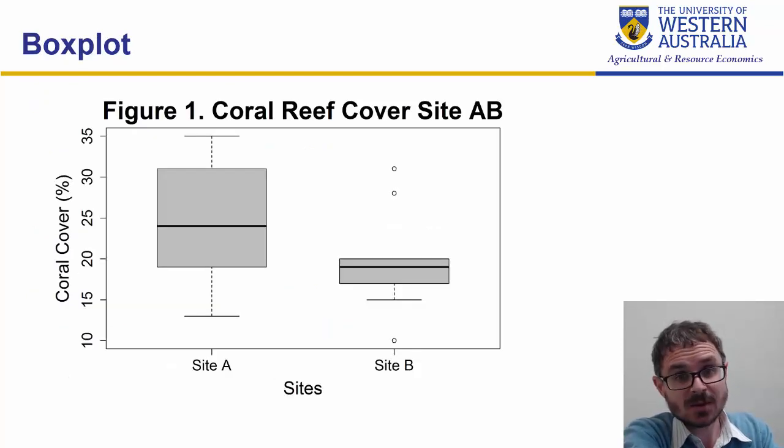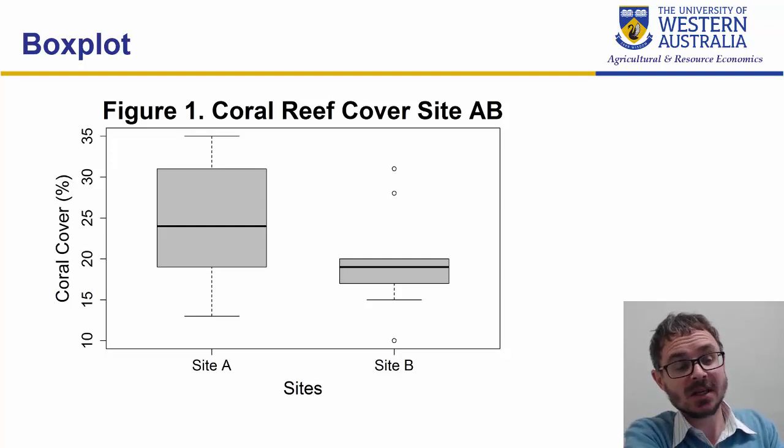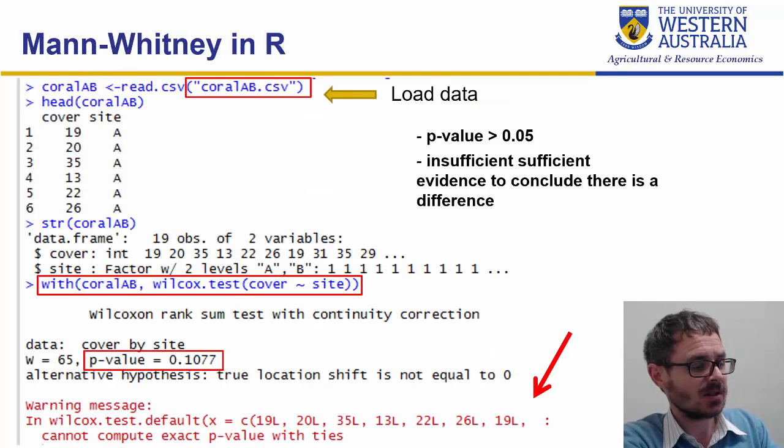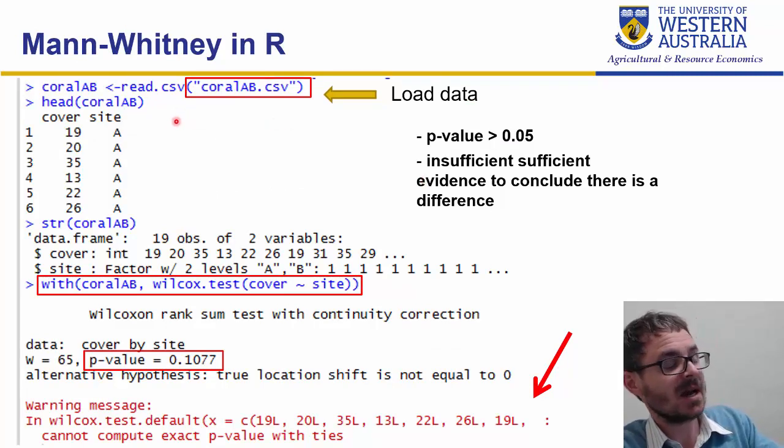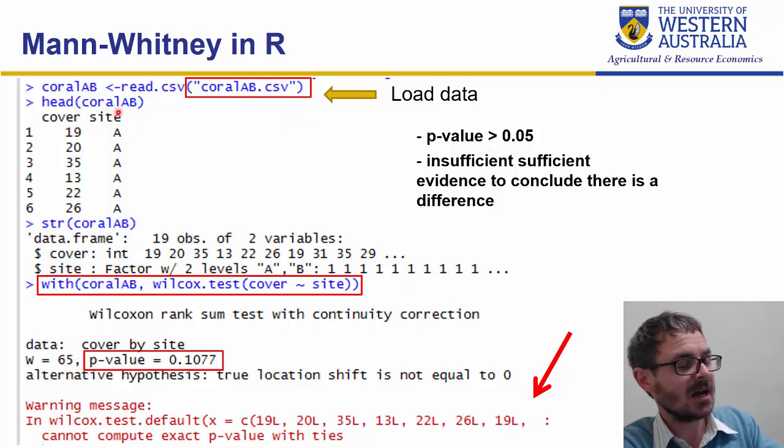Just the same as we would have for our two-sample test, two groups, we want a box plot. I now want to implement my test. So you can see here that I'm going to implement my test. This is my data set. You can see that I've got coral cover here and I've got sites. So these are two columns. This is what we call long format data.